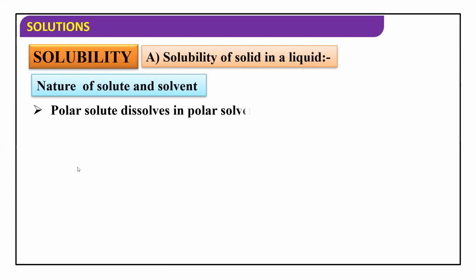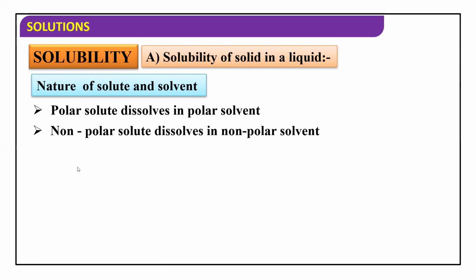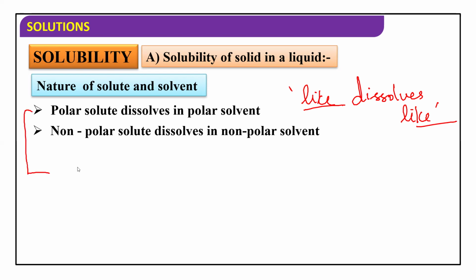So polar solute dissolves in polar solvent and non-polar solute dissolves in non-polar solvent. So simply to say, like dissolves like. Okay, polar dissolves in polar, non-polar dissolves in non-polar solvent. For example, for the first case, polar solute: NaCl can be taken as an example. Sodium chloride is a solute in which positive and negative ions are there. It is a polar component.